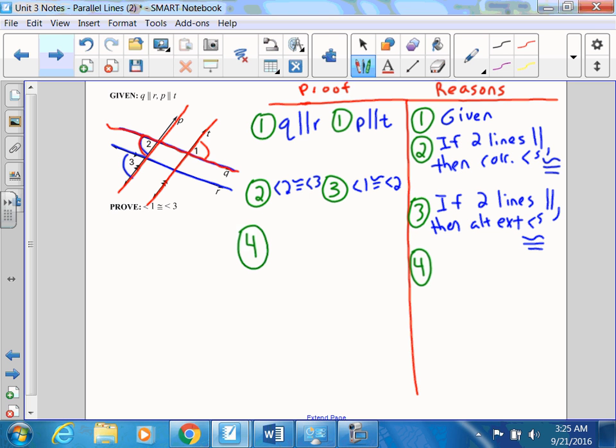Last step here, 2 and 3 are congruent, 1 and 2 are congruent, so that must mean that angle 1 is congruent to angle 3. Now there's the transitive property. Now let's connect our flow proof. That's connecting here, here, and steps 2 and 3 goes to step 4.